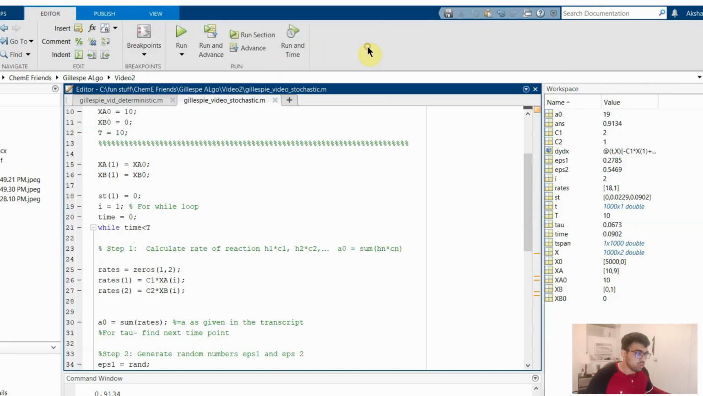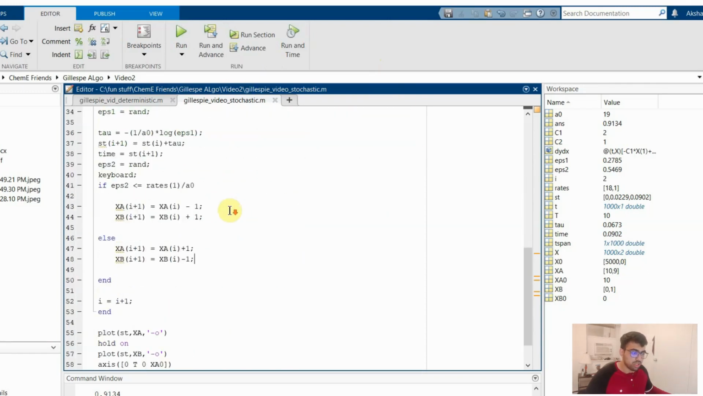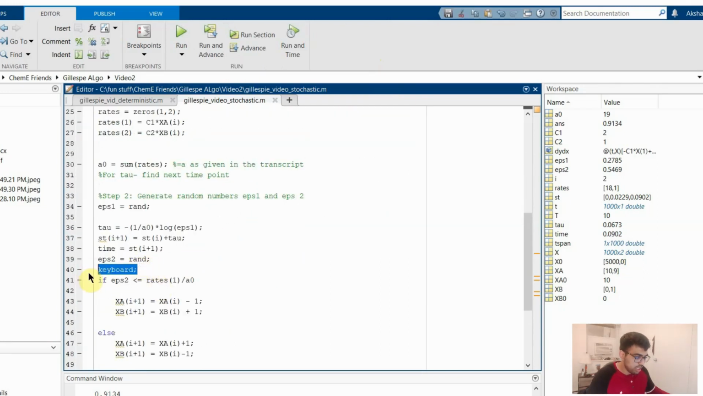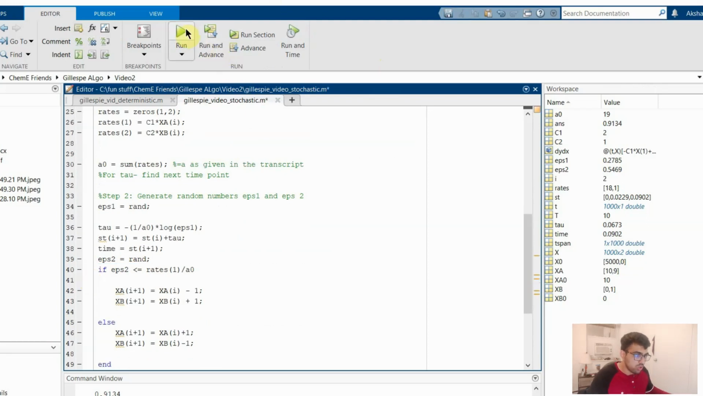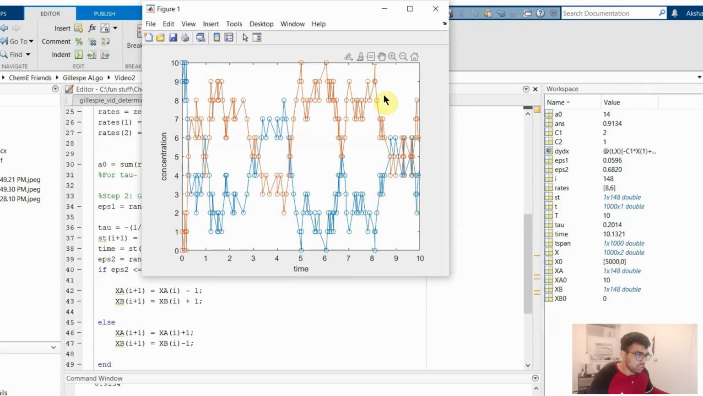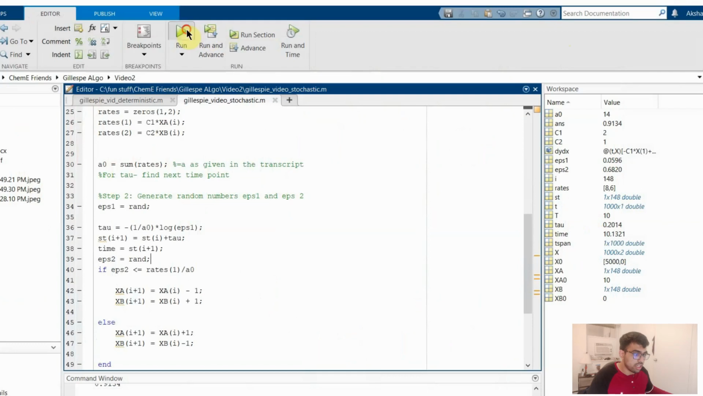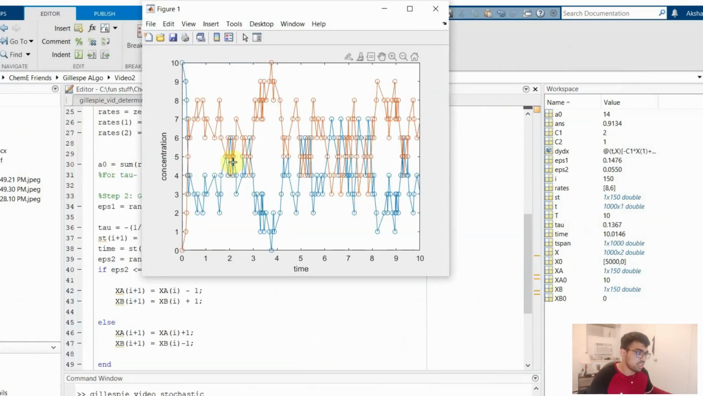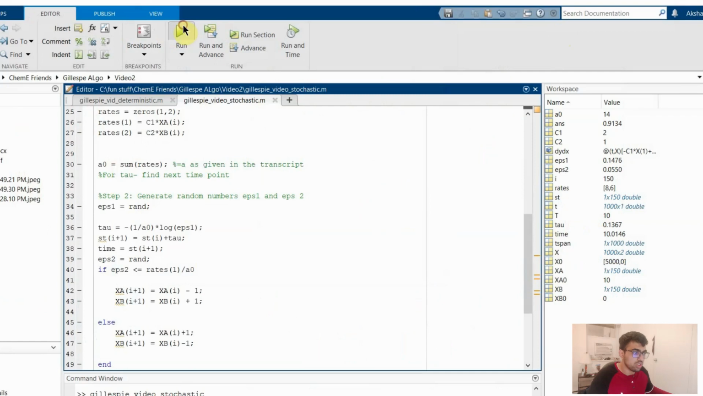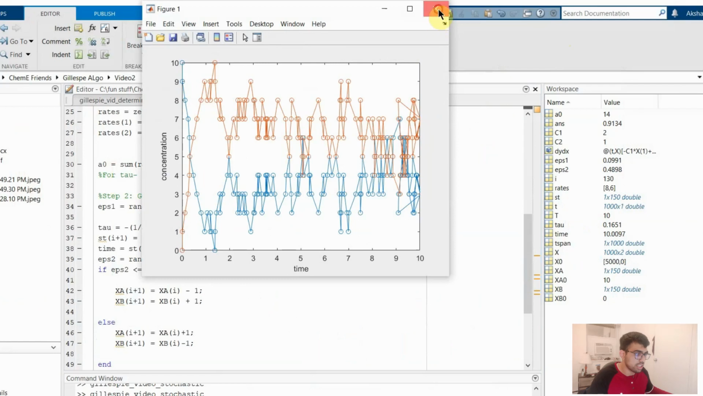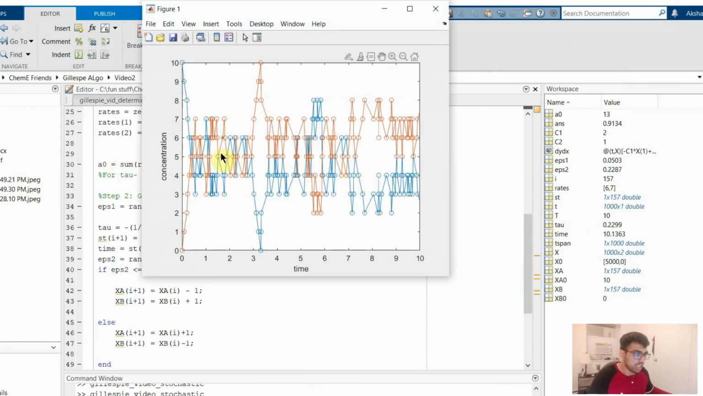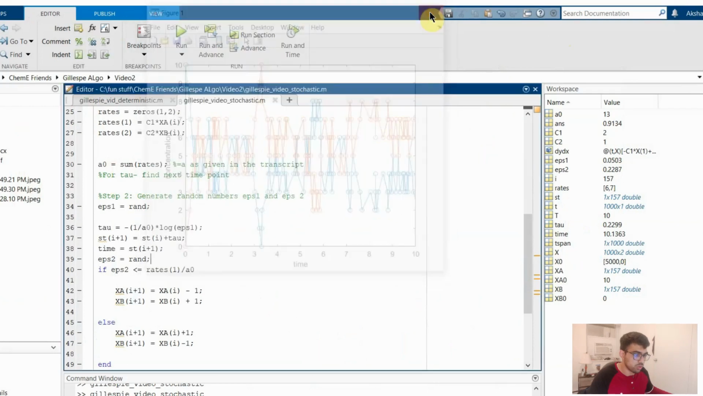So let's quit debugging because we can't keep running the whole thing over and over again, and let's get rid of this keyboard. Let's run this particular thing. We can see that our reaction is pretty chaotic in contrast with our deterministic formulation. Let me run it again. We can see the trajectory is completely different. So this shows the stochastic nature of our system. You can see it's changing again and again. It's not the same compared to the previous one.